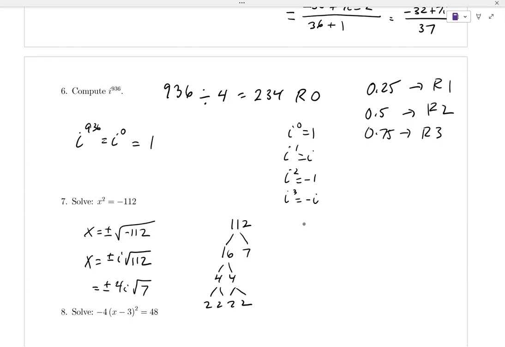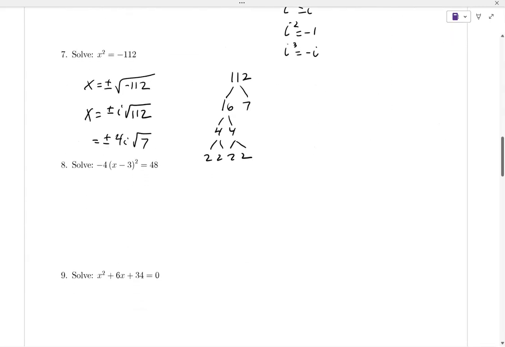That okay? So number 8 also uses our square root method. But I need to do something to both sides of the equation before we try to take the square root. What do we need to do first before we do the square root? We're going to divide the -4 over, right? We've got to get that (x minus 3) squared all by itself. So divide both sides by -4 and get (x minus 3), the whole thing squared, equals -12.